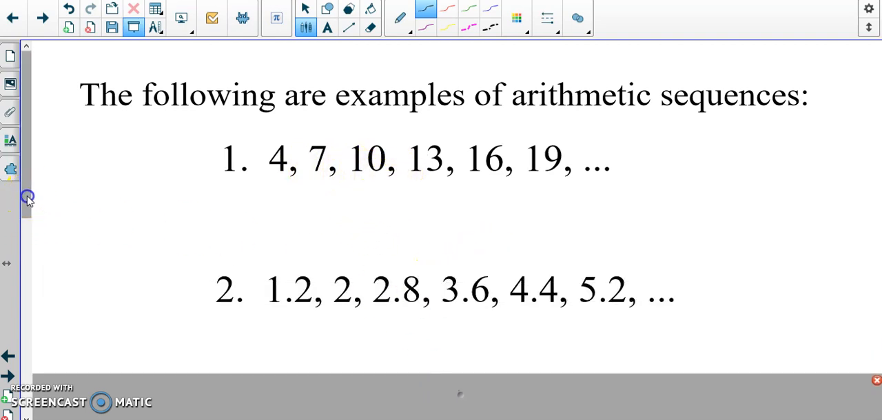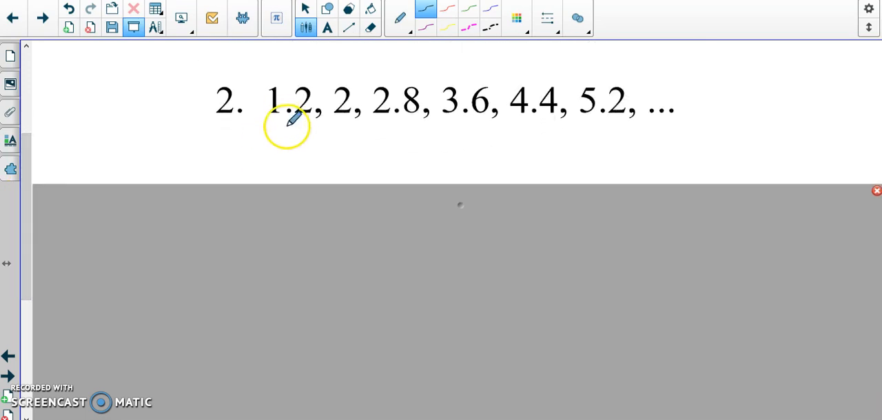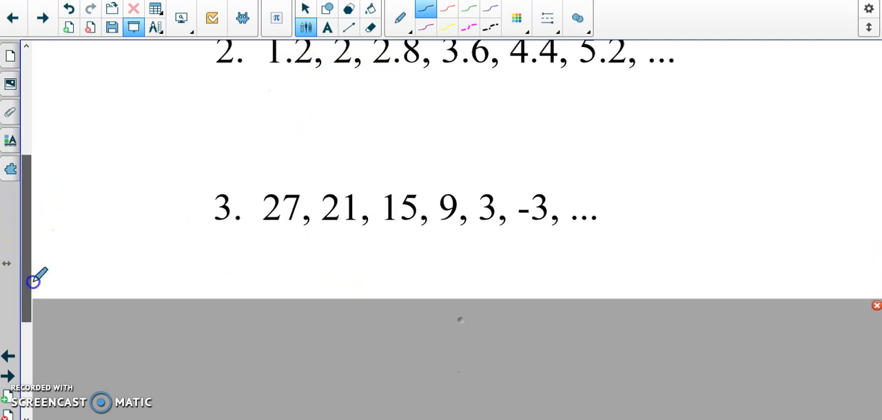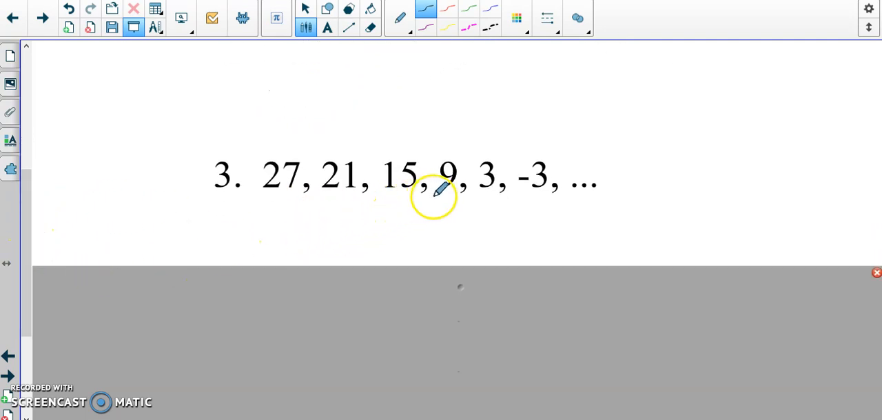Okay, copy down the second one here: 1.2, 2, 2.8, 3.6, 4.4, and 5.2. Well, what are we adding in this case? We are adding 0.8. And the third one: 27, 21, 15, 9, 3, -3. This is an arithmetic sequence too. We are adding a negative number. That's fine. So we're adding -6 each time.